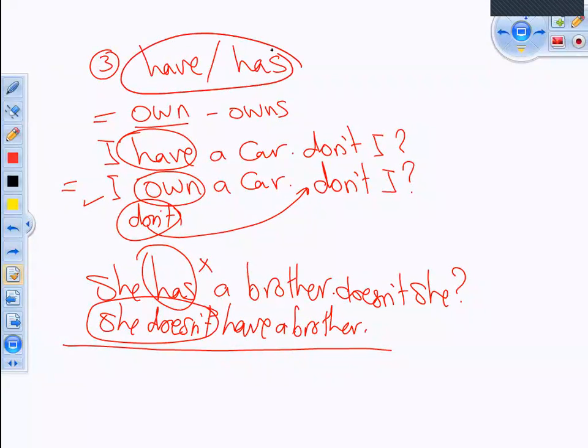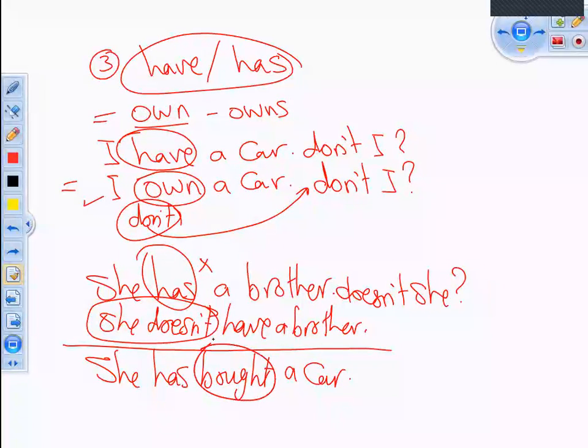So what about if we have has or have as an auxiliary verb? Like this sentence, she has bought a car. We have here "bought" as a main verb. This verb makes my sentence meaningful. So "has" here doesn't have any meaning. It's an auxiliary verb, so we can use it as an auxiliary verb. It's affirmative, change it into negative. Hasn't she?